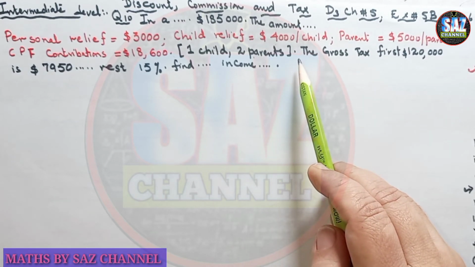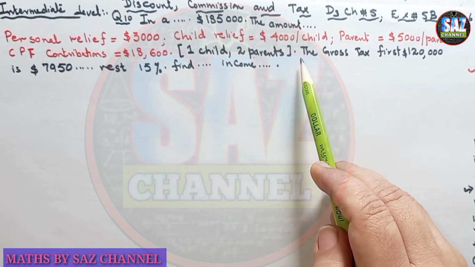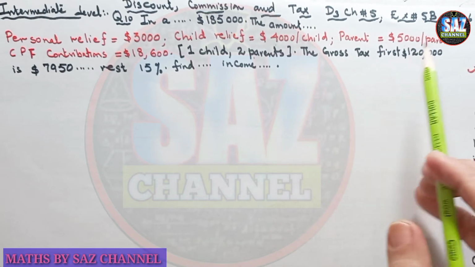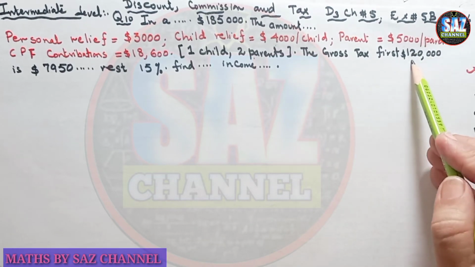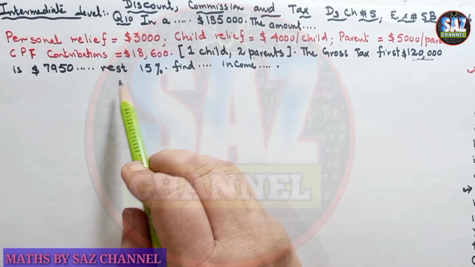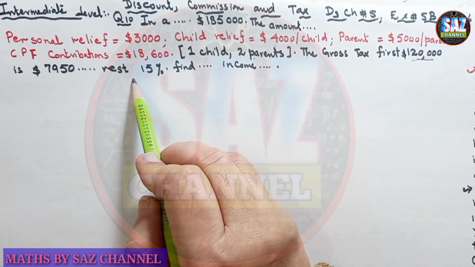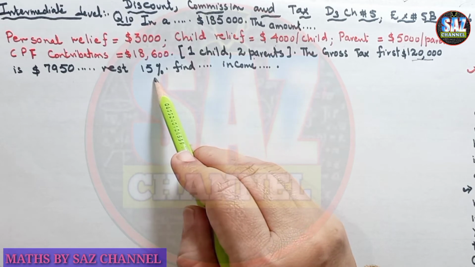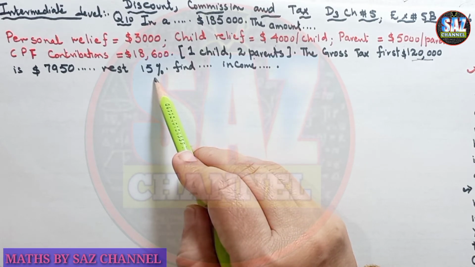For the remaining income that will be taxed, the gross tax payable for the first 120,000 is 7,950, and on the rest of the income he has to pay tax at a 15% rate. Find the income tax payable.